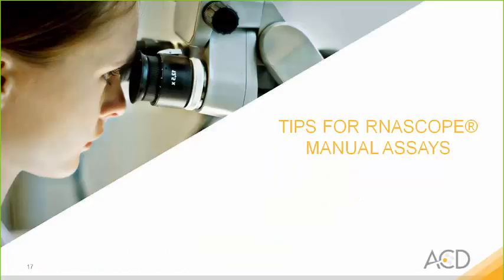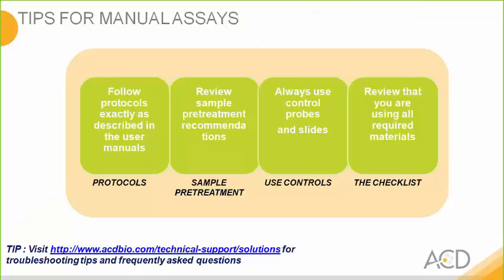And so some tips for running the RNAscope manual assays. Here we have some basic tips to follow. We do highly recommend that you follow the protocols exactly as described in the user manuals. The user manuals are quite lengthy, but they are a wealth of information full of how to best run the assay to achieve optimal results. We do advise that you review the sample pretreatment conditions, as pretreatment can differ based on your sample type and how your sample is prepared.